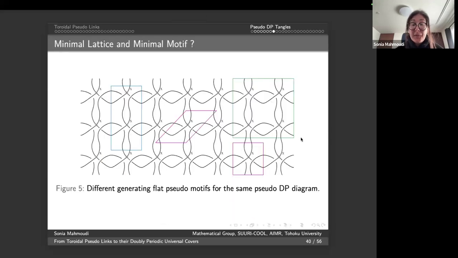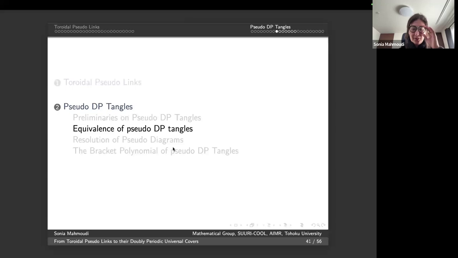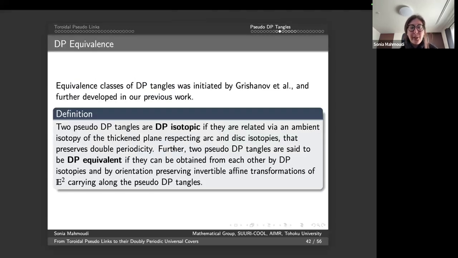So, a small summary in the figure: we have infinitely many link diagrams or pseudo link diagrams in the torus that are not necessarily isotopic, but that will lift to the same doubly periodic structure. And obviously we are looking for an equivalence relation between them to define the notion of equivalence. So to go quickly, because I think I don't have much time.